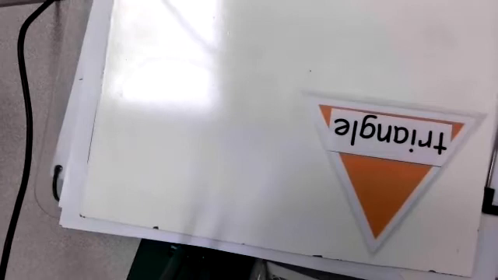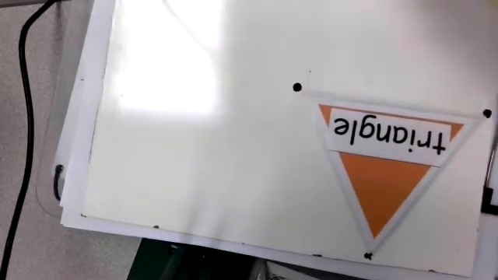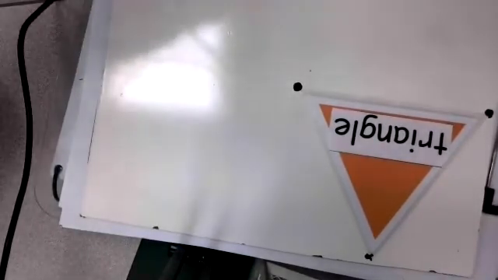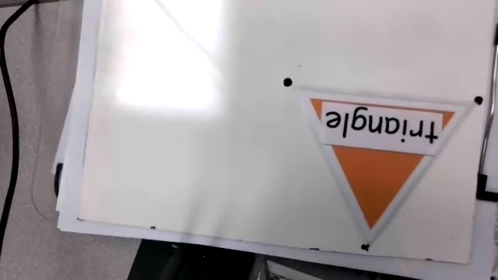How many corners does a triangle have? Here's 1, here's 2, and here's 3. 3 corners and 3 sides make a triangle. So I'm going to use markers to be the sides of my triangle, and I'm going to build a triangle. How many markers do I need to build a triangle? I need 1 marker for every side. So how many markers do I need?